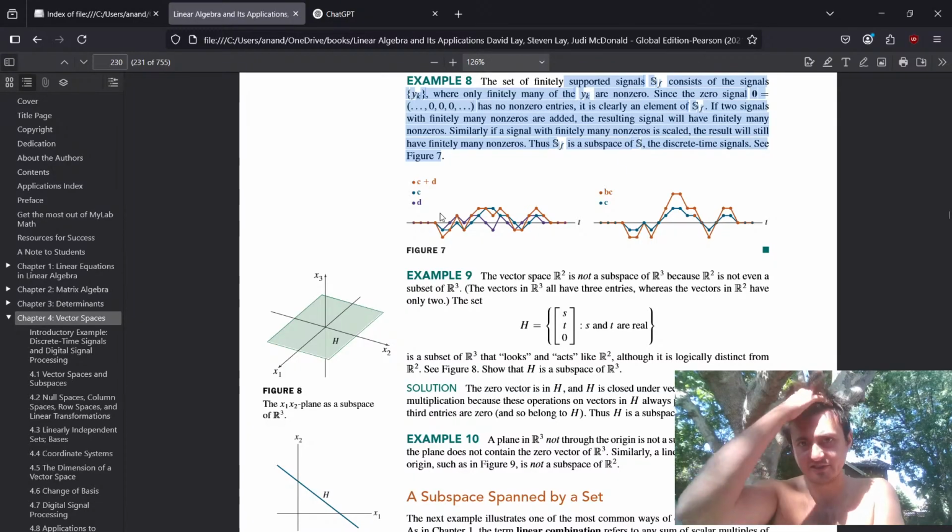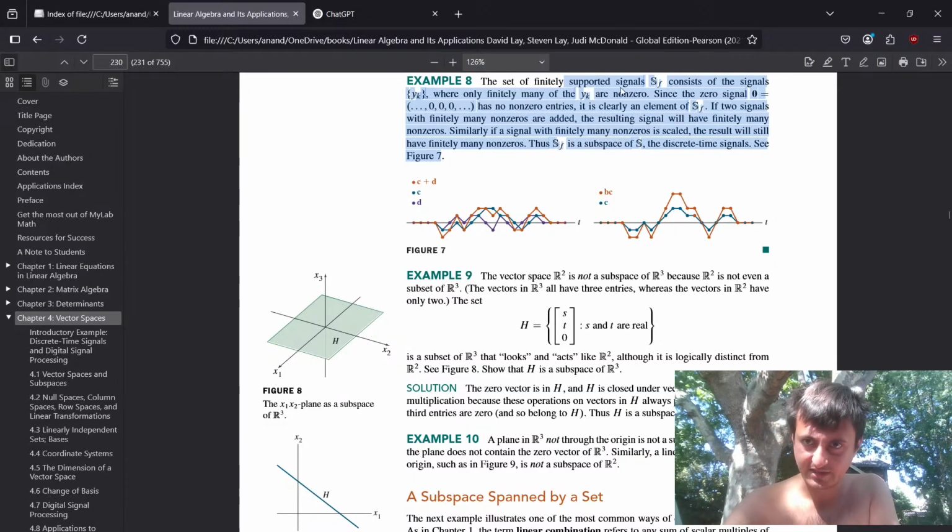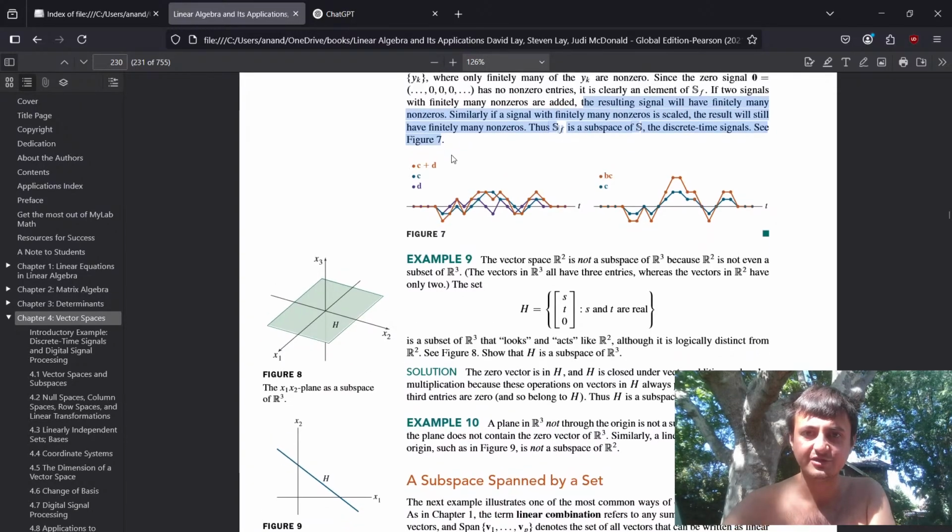And that one's actually, let's read this one. The set of finitely supported signals S sub f consists of the signals yk where only finitely many of the yk are non-zero. Since the zero signal has no non-zero entries, it is clearly an element. Okay, that's true. So that's the first step of proving something's a subspace. Then if two signals with finitely many non-zeros are added, the result must have finitely many non-zeros. Similarly, if a signal with finitely many non-zeros is scaled, it will still have finitely many. So that's all you had to do to show that it's a subspace.